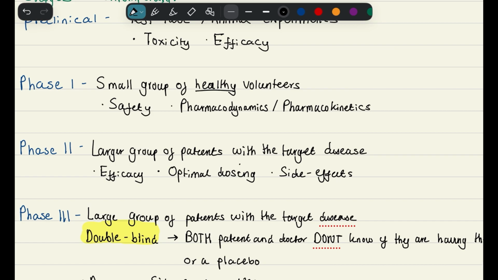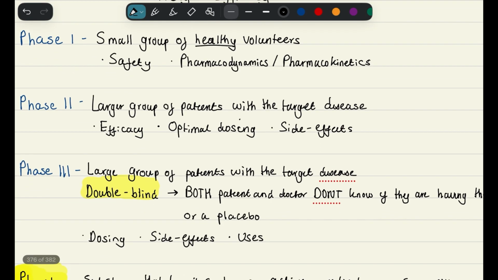Next, we're going to go to phase 2. In phase 2, you get a larger group now, and all of these patients have the target disease. So you're thinking, first of all, is this effective? Does it treat the disease? Also, in this period, you're going to be changing the dose. When we talk about an optimal dose of a drug, you're thinking, what is the lowest dose that has a therapeutic effect? And that's the one you go for. Otherwise, in this stage, we're going to be noting side effects.